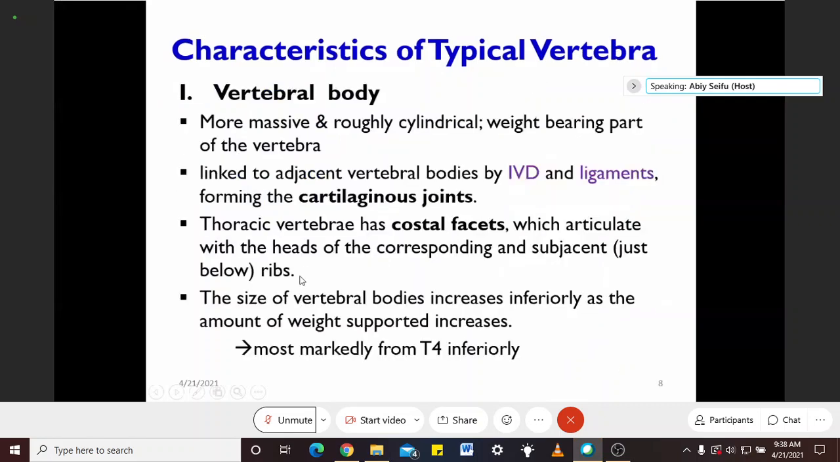The vertebral body is massive and is responsible for bearing the weight. The bodies are linked together by fibrous cartilage, which is the intervertebral disc. This intervertebral disc serves as a medium connecting the 2 vertebrae, so it forms a cartilaginous joint.